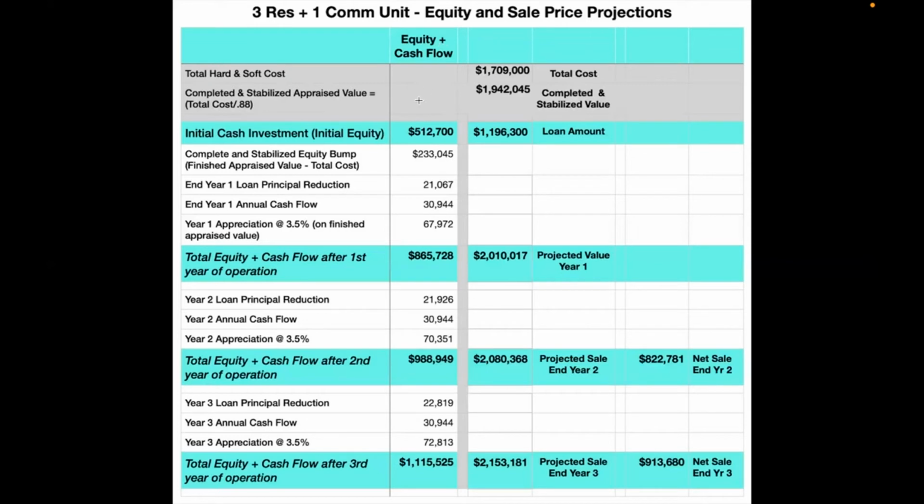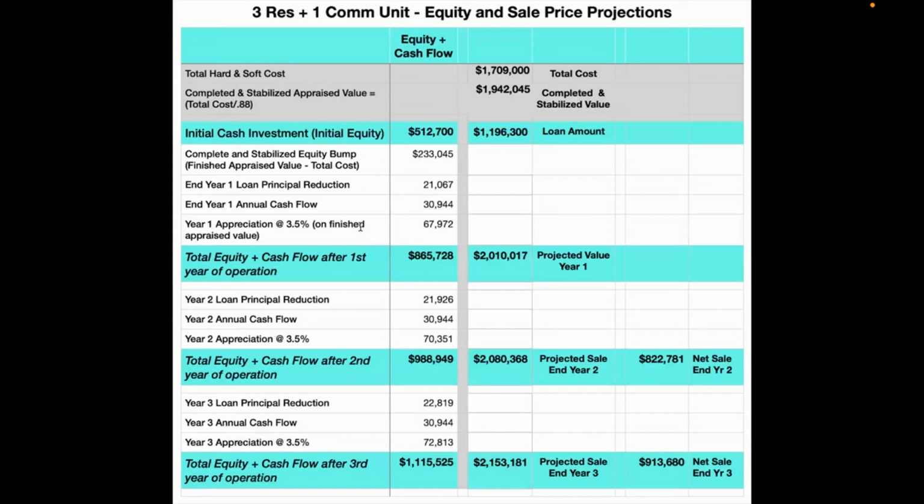So over here on the equity and cash flow side, we've got our initial equity and investment is $512,000, and then this equity bump, this $233,000, is more equity that we've got in the property right away as soon as it's completed and stabilized. So you're adding in that $233,000 right off the bat. At the end of your first year of operation, you get this principal reduction that you can also add into your equity. That's $21,000 here. And also your annual cash flow that came back to you, that's $30,944.